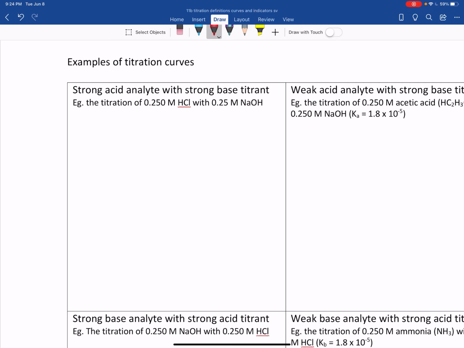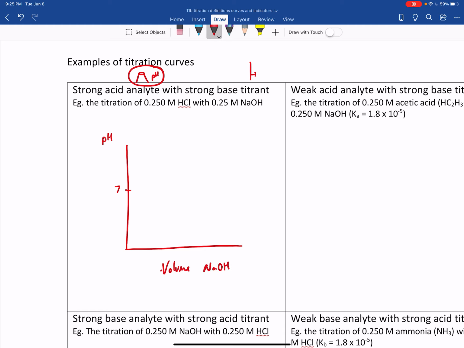For this one, remember that the analyte is in the Erlenmeyer flask and the titrant is in the burette at the top. The pH is measured for the analyte. So a strong acid analyte is neutralized with a strong base titrant. If I draw a graph, I'll be drawing pH curves here. We have the pH and we'll mark off 7 because we're sketching it, and we've got the volume of NaOH in this case.